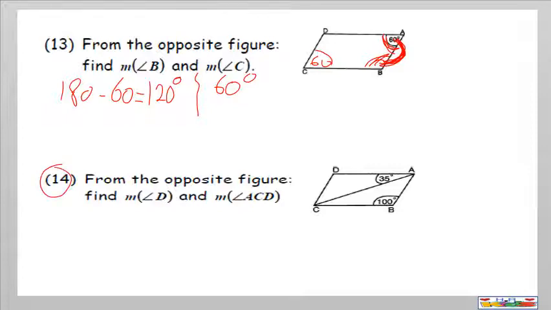Question number 14. From the opposite figure find measure angle D. عاوزين نعرف angle D بكام؟ وكمان عاوزين نعرف angle ACD. طيب تعالوا الاول نتكلم على انجل دي. اتفقنا ان two angles لو هما opposite لبعض بيكونوا equal، يبقى ساعتها انجل دي هي opposite لانجل بي فهي كمان هتكون كام؟ ب 100 degree. طيب the next one الانجل اللي اسمها ACD، يبقى كده الانجل دي بكام يا مستر؟ ب 100.